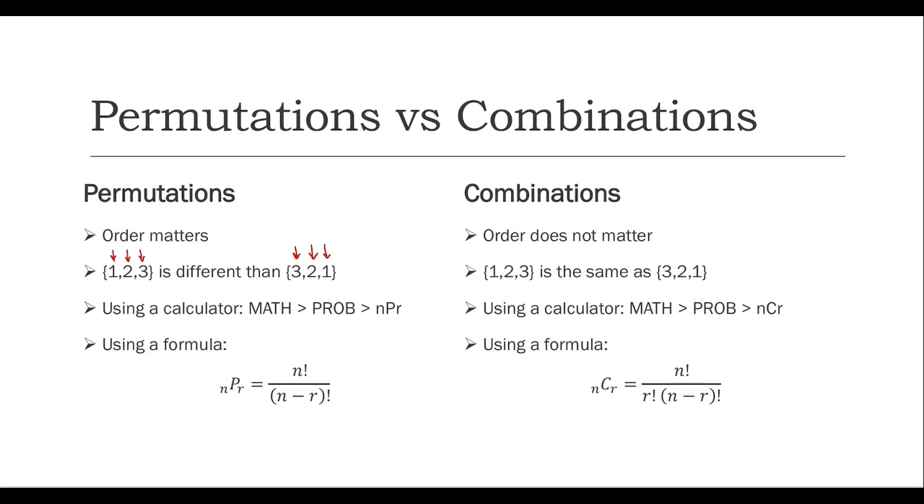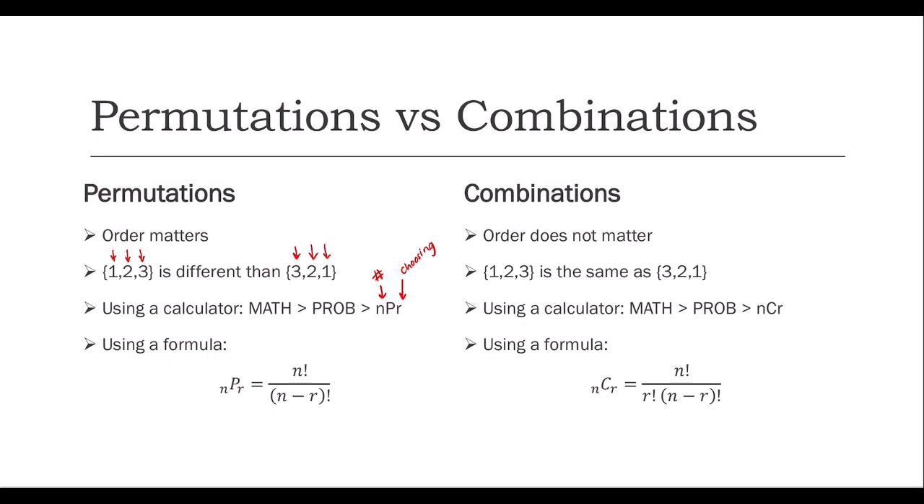They'd be counted twice. So to do a permutation with a calculator, you click Math, then Probability, and then nPr, where n is the total number and r is the number you're choosing. And then you can use the formula to calculate this as well. nPr equals n factorial over n minus r factorial.